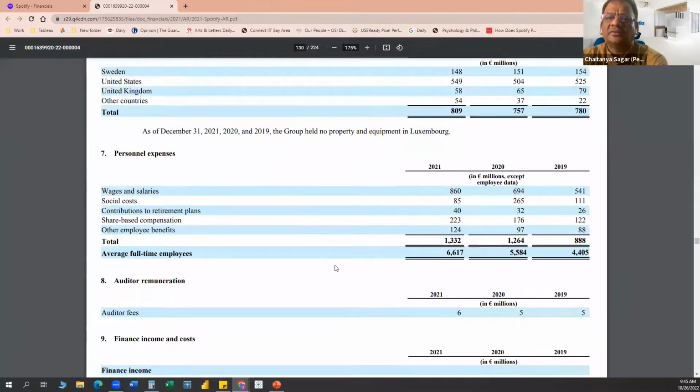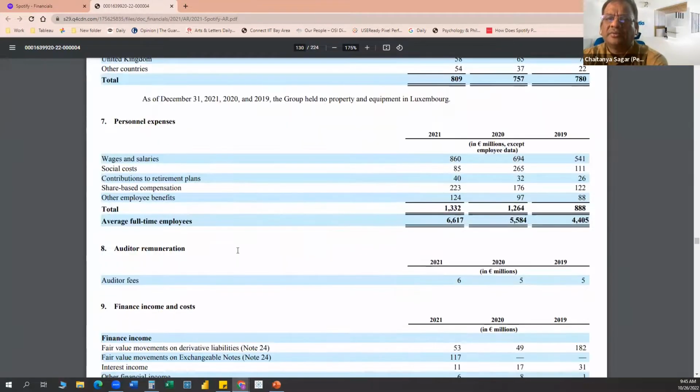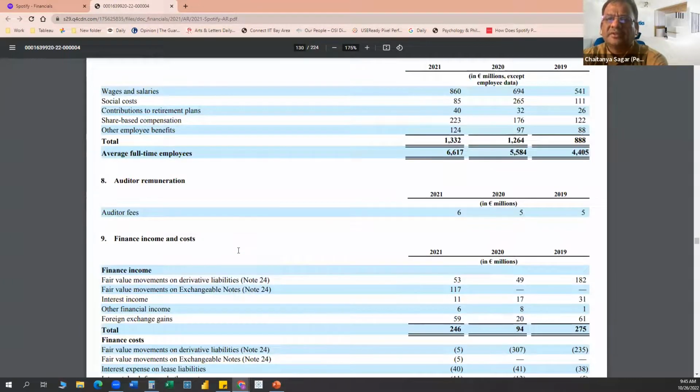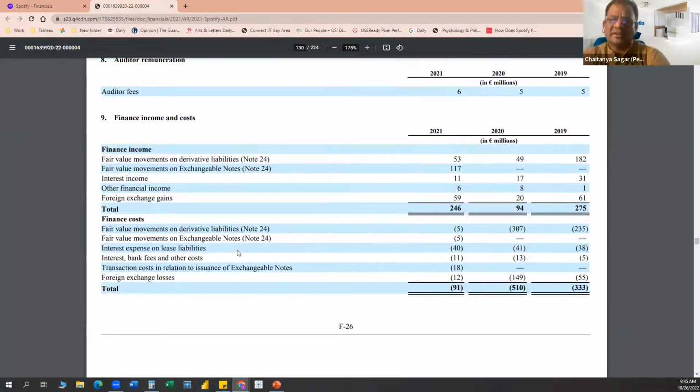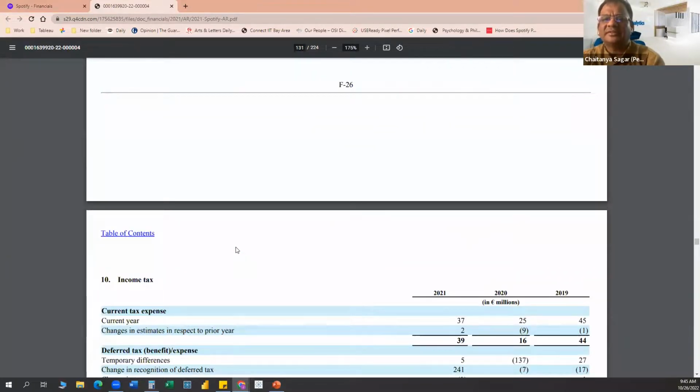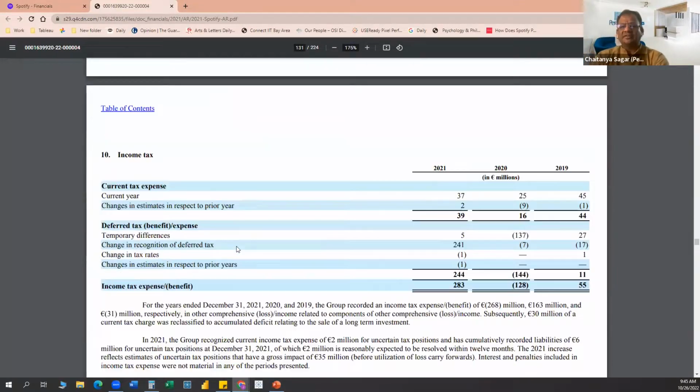Scroll down. Okay, personnel expenses. Okay, auditor fee. Okay, I think it has gone a little further. Maybe we can look at it, Jairam, separately. If there's anything, they have gone into much more detail. I'm not so sure if they have given this.